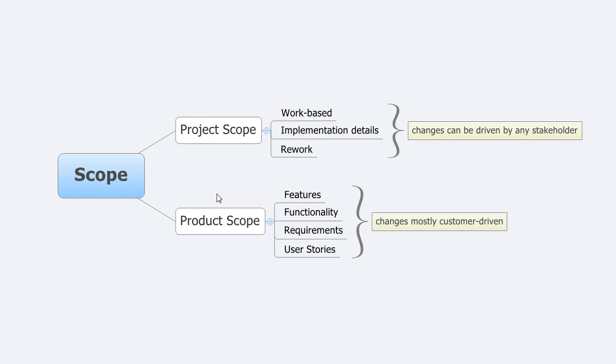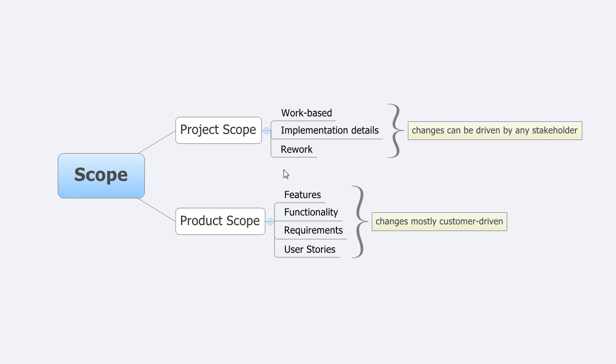Now it got me thinking about the fact that there are two different types of scope, and a lot of people kind of gloss over the dichotomy between these two different types of scope. And I think it's important, mainly from a scope management perspective, to understand these. So there's project scope and then there's product scope. And these are the two types of scope that you as a project manager need to manage on your projects.